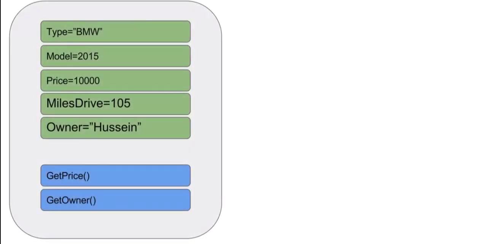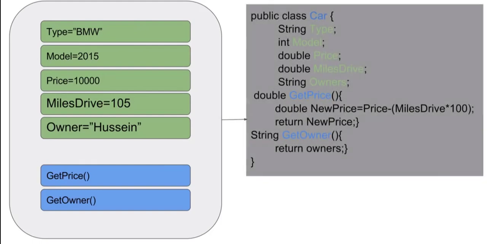So this is the class that we described for a few seconds. When you want to write it in code, it will be done this way. You will have a class. You say public class and give the class a name, Car, then describe the properties of the class with a number of variables: type, model, price, miles, owner. And you have two methods. One of them gets the price depending on the miles: it will take 100 for every mile driven from the real price. And getOwner will return the owner name. So you see how the object is described and how we can describe it in code.